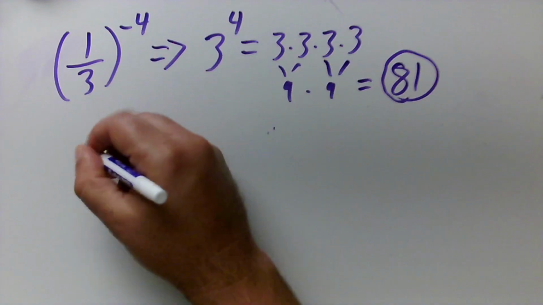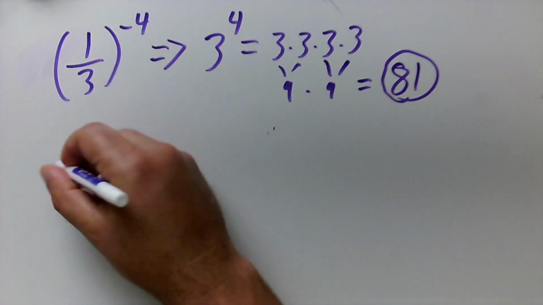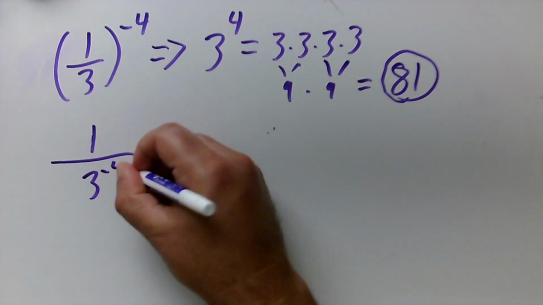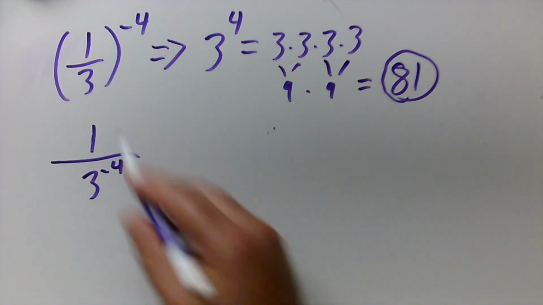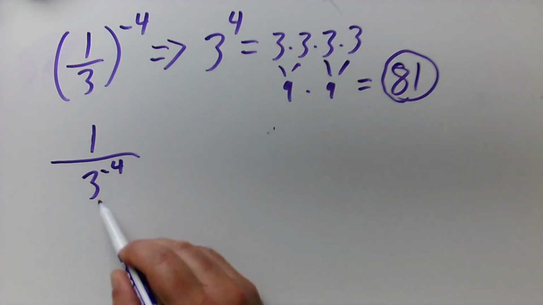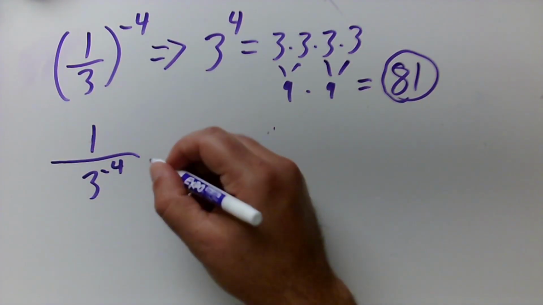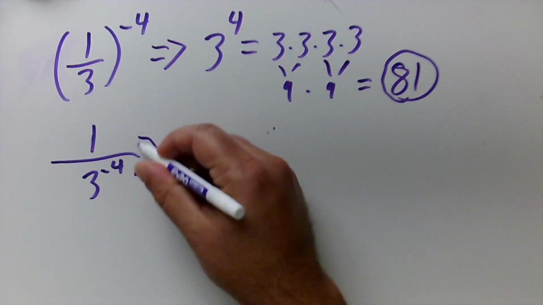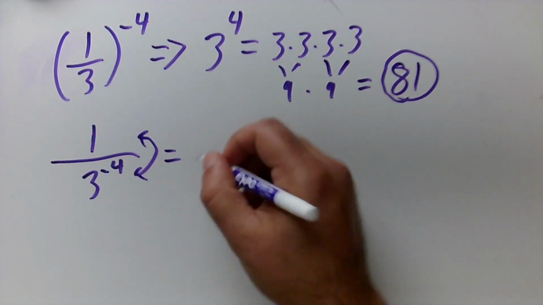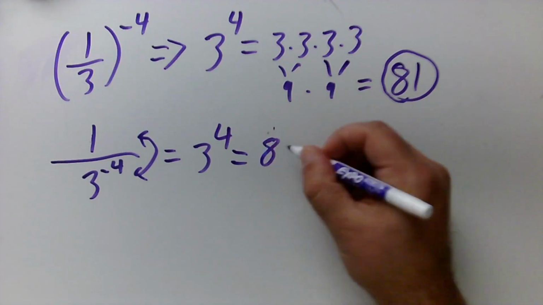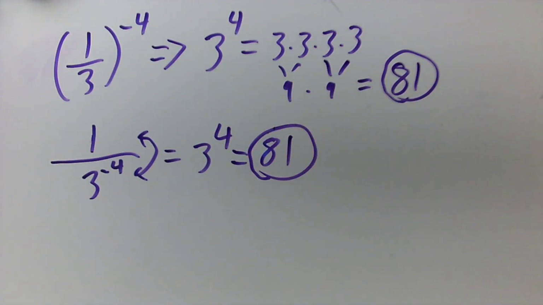There's one other case that they sometimes give you. 1 over 3 to the negative 4th power, which is the exact same thing. Since it's in the denominator, you're just going to move it to the top, take the reciprocal of this, and so this equals 3 to the 4th power, which we just evaluated as 81. So either of these are exactly the same number, and you'll get the same result.